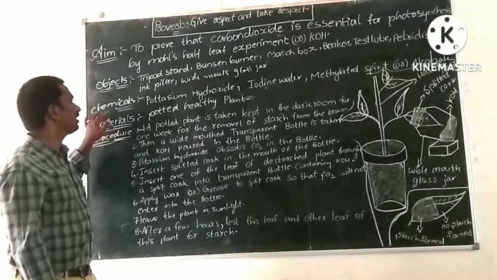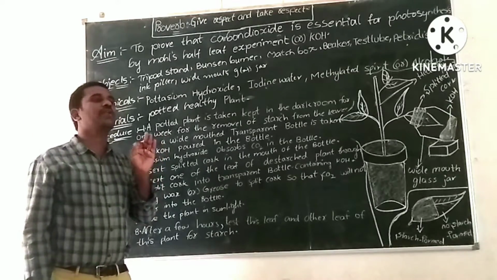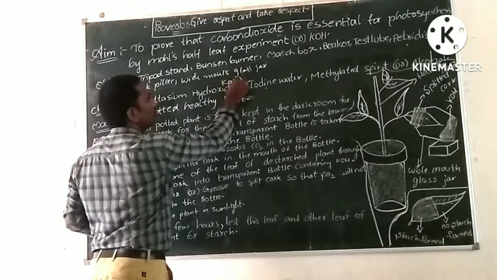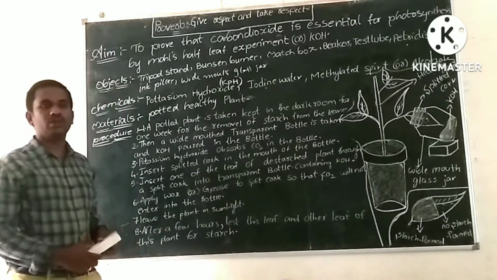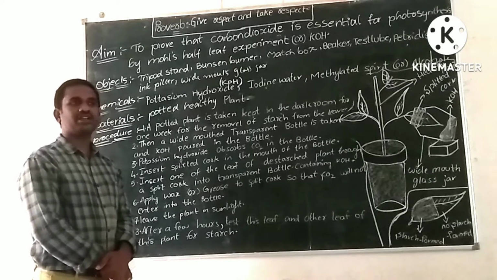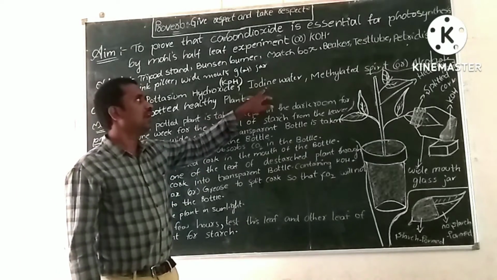Next, chemicals. Here we are using the chemical potassium hydroxide, also known as KOH solution. We know the importance of KOH solution and its characteristics.